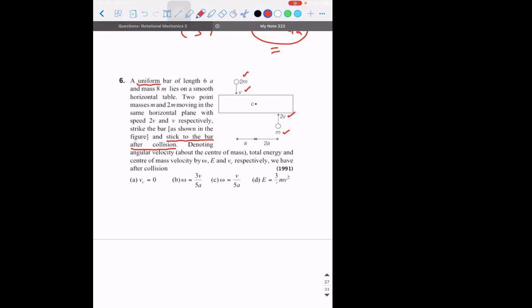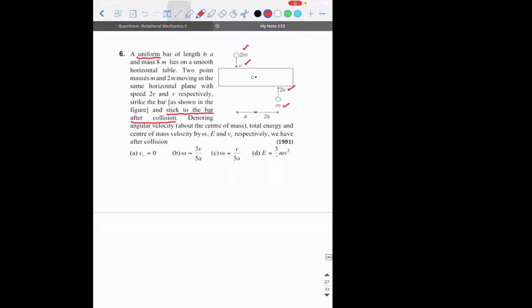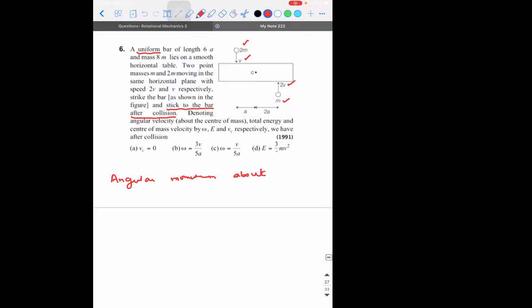So whether it is elastic or perfectly inelastic, angular momentum is conserved, right? So let's try to frame the equations for angular momentum. So here you're trying to define the angular momentum about which point? Tell me. So you're trying to write the angular momentum about which point?